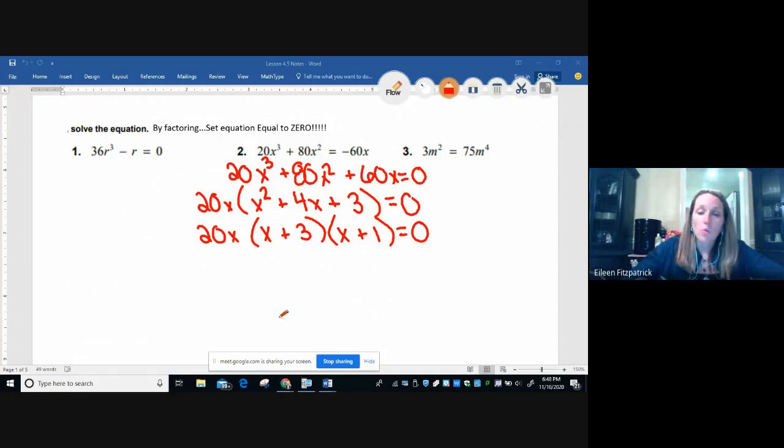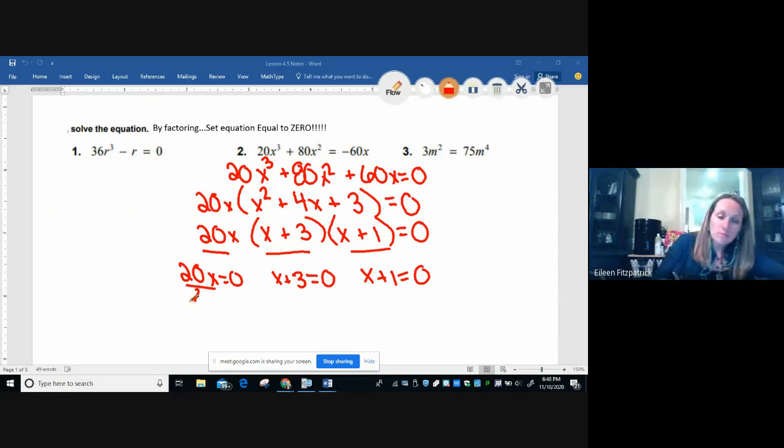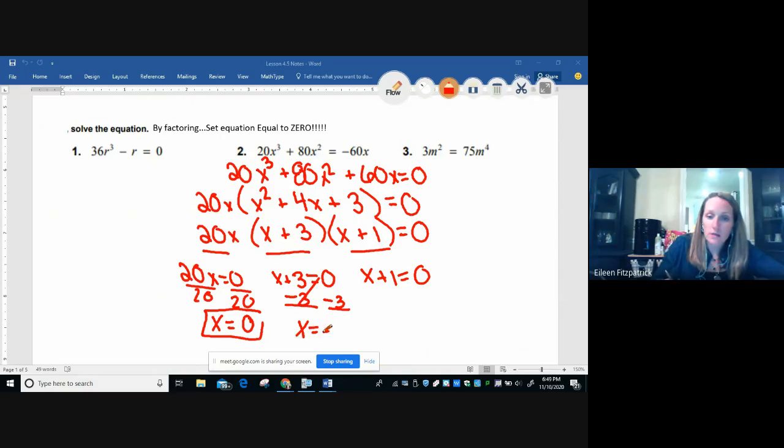Once you're in complete factored form, you set each factor equal to 0, the zero product property. So I have 20x equal to 0, x plus 3 is equal to 0, and x plus 1 is equal to 0. Divide both sides by 20 to solve for x, and I have x equals 0. Subtract 3 from both sides, and I have x is equal to negative 3. Subtract 1 from both sides, and I have x is equal to negative 1.